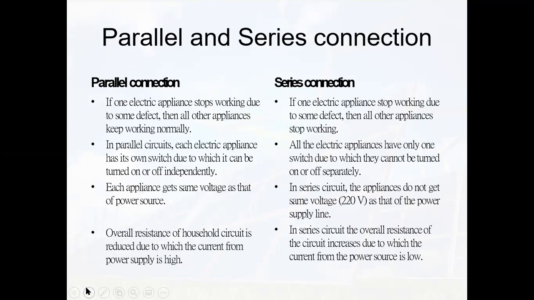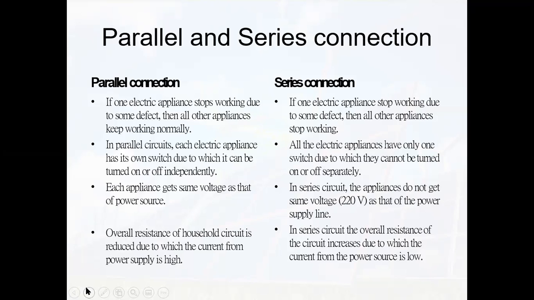In the case of parallel circuit, each electric appliance has its own switch due to which it can be turned on or off independently. But in series, all the electric appliances have only a single switch due to which they cannot be turned off separately. In the case of parallel, each appliance gets the same voltage as that of the power source. But in the case of series, the appliances do not get the same voltage as that of the power supply line.